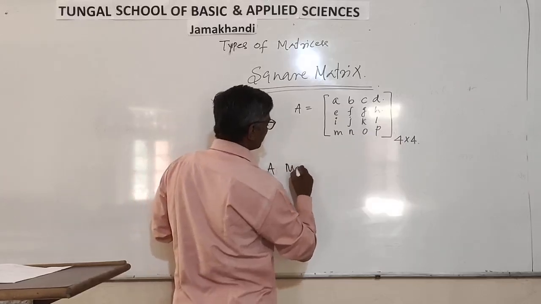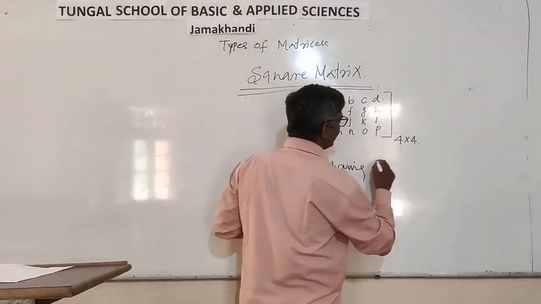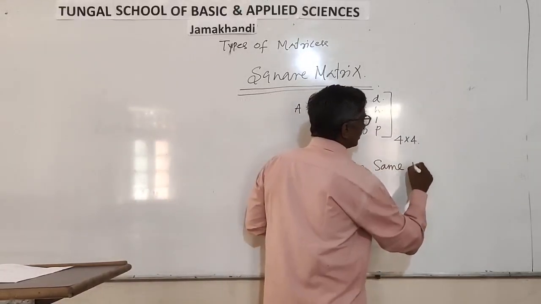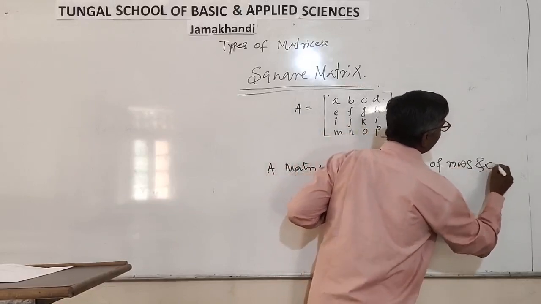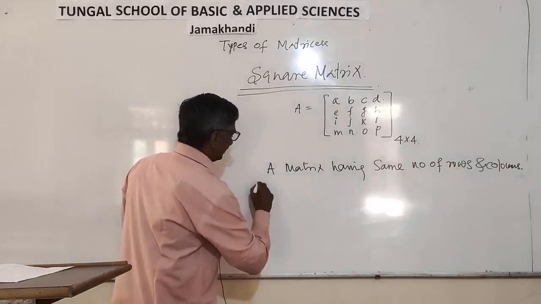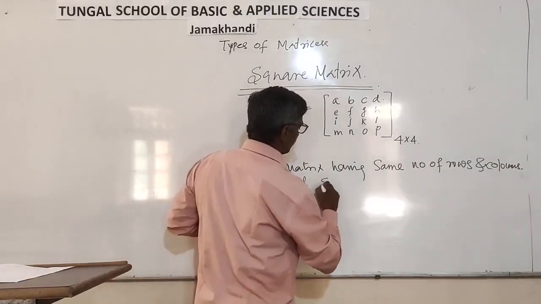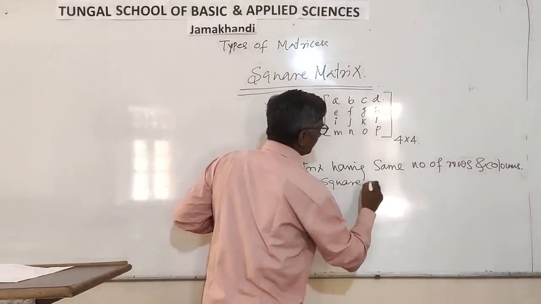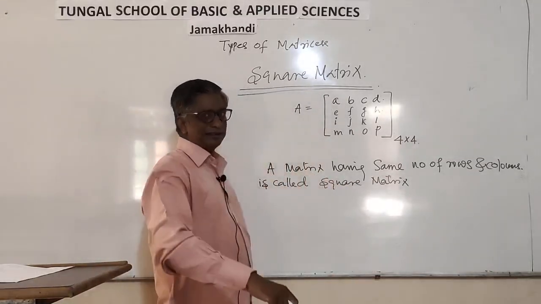A matrix having the same number of rows and columns is called a square matrix. I understand this point.